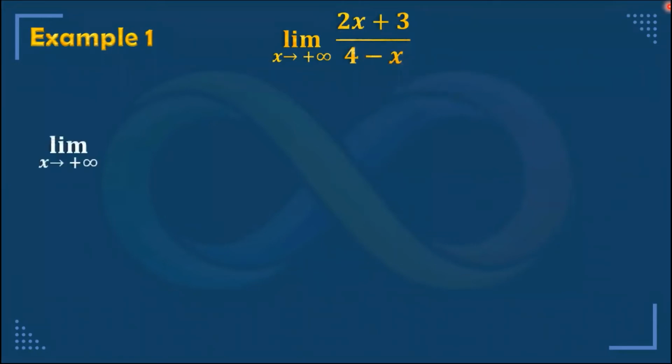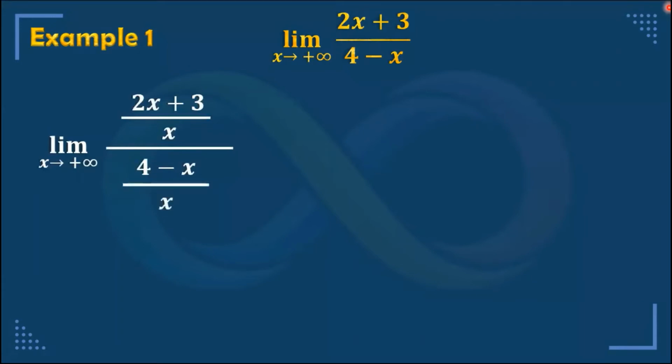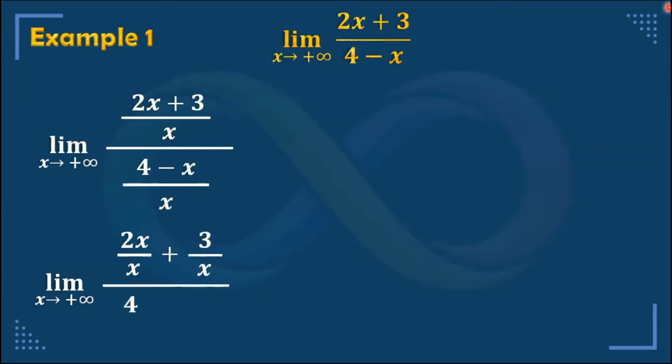Limit of the numerator 2x plus 3 divided by x all over the denominator 4 minus x over x. Next is to separate the terms. Limit of the first term of the numerator 2x over x plus the second term, which is 3 over x, all over the first term of the denominator 4 over x minus the second term x over x.